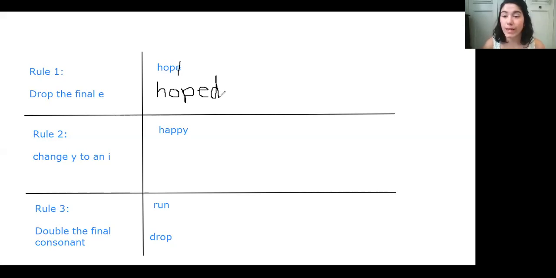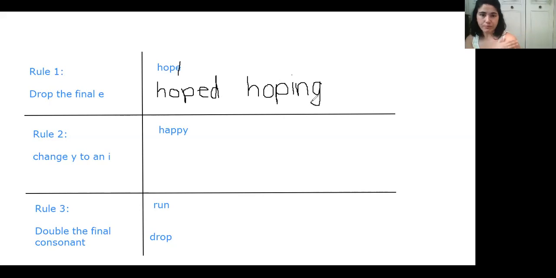Or if I want hoping, like I'm hoping to have a great day today, I would again add what's left in my base word. I'm not going to add that E because I already dropped it. And then I'm going to add my suffix ending of ing to make hoping. And you'll see on your packet that they give the example with the word hike. So here's just another example for you.